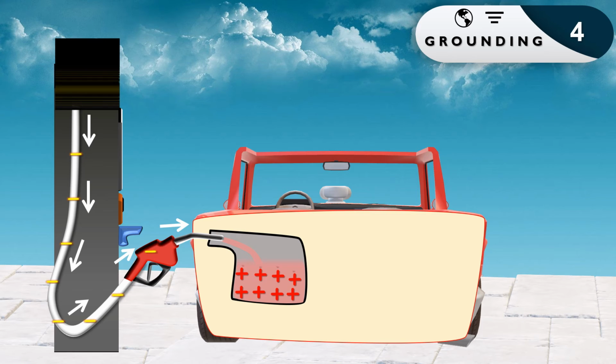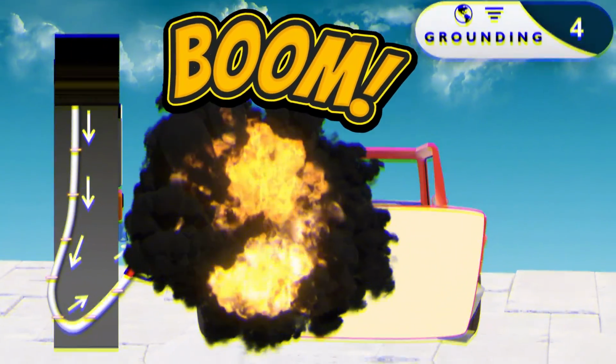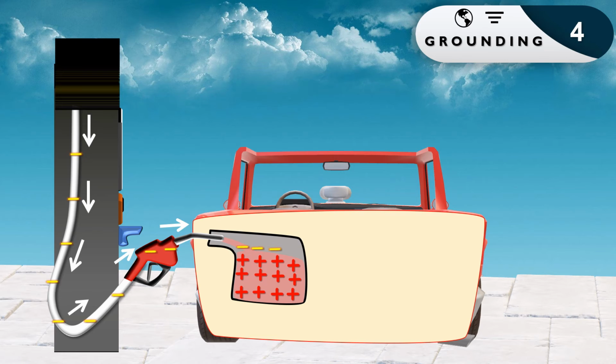When this happens, there would be a great imbalance to the point where some of the charges will transfer back to the fuel as shown. As they do, they can generate a spark, ignite the fuel, and start an explosion. So in order to avoid that, you must ground the fueling pipe, which is actually the case.